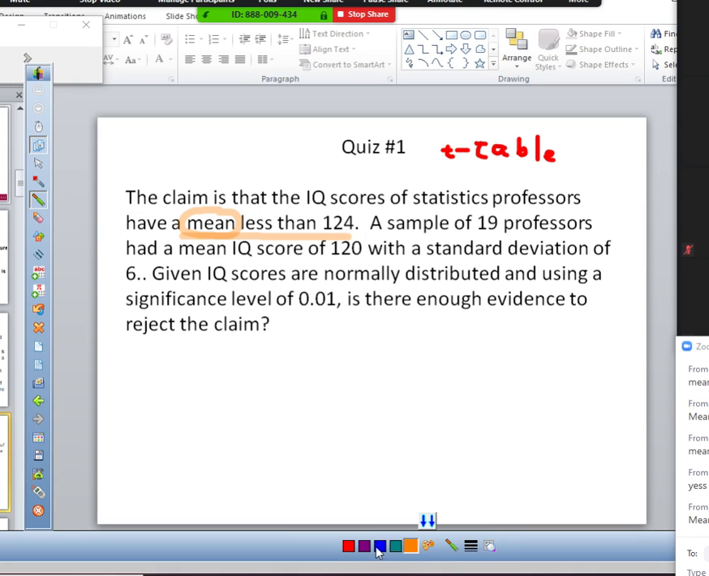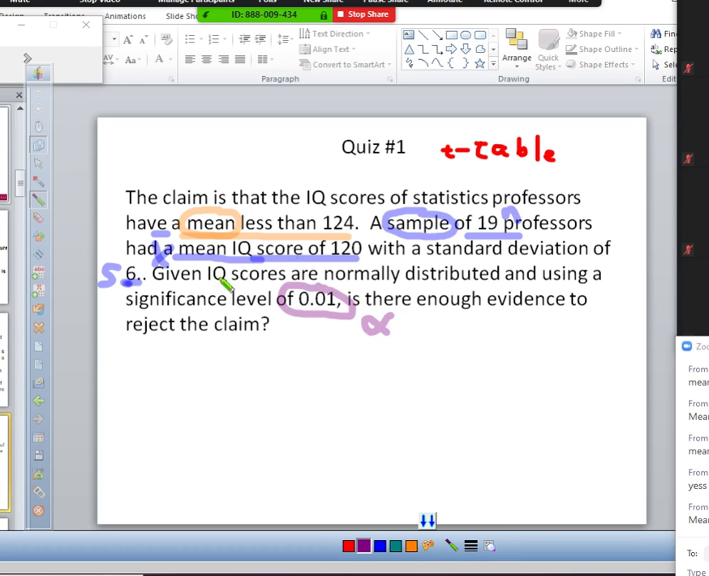And then you have a sample. So it says sample, so this is your sample. A sample of 19, that's your n, has a sample mean of 120, that's your x bar, with a standard deviation of 6, that's your s. So those are the pieces that you need. And then you have a significance level of 0.01, that's your alpha.